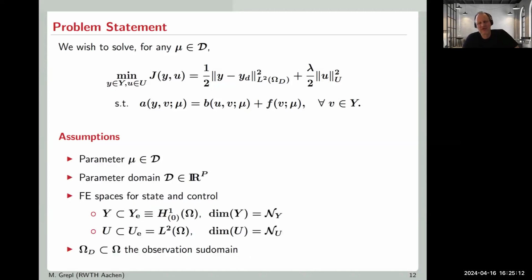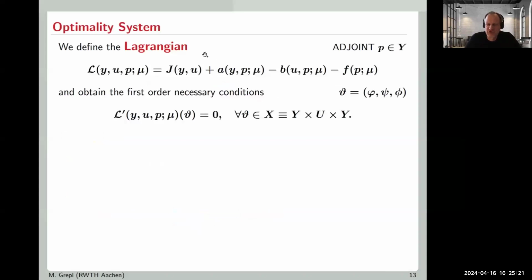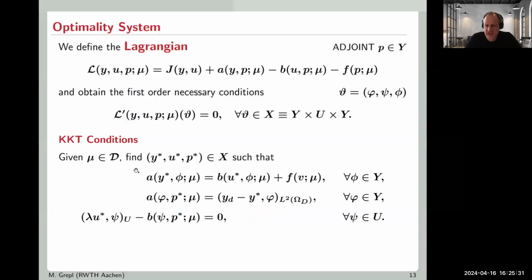And if we want to solve this parameterized optimal control problem, what we do is we use the Lagrangian approach. So we have our cost functional, we append the PDE constraint with the Lagrange multiplier P, and we obtain the first order necessary condition. In this case, again, it's elliptic, so we obtain our state equation, we obtain our adjoint equation and the optimality condition.